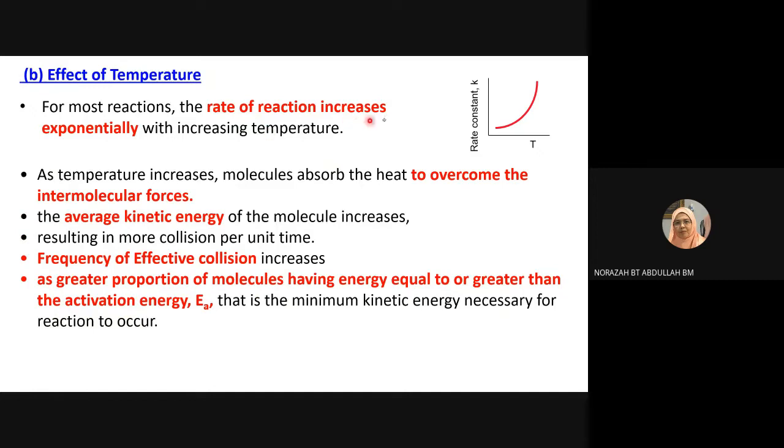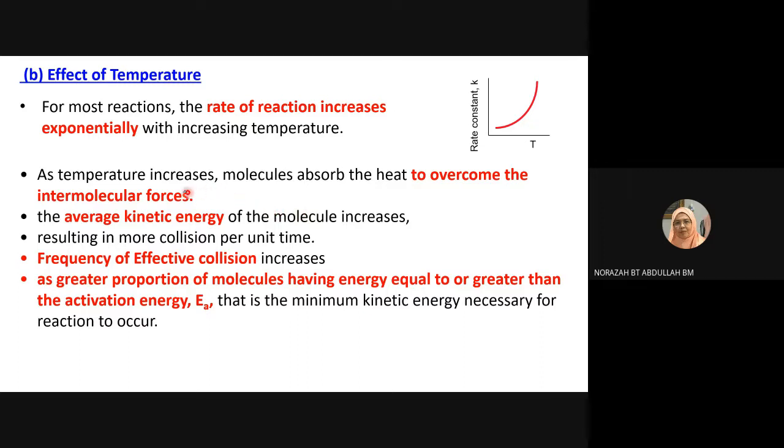For the effect of temperature, okay, rate will increase as temperature is increased, and the increase in rate is exponential. The graph is exponential. Dia mendadak rate tu naik when you increase temperature. How is rate increased when temperature is increased?